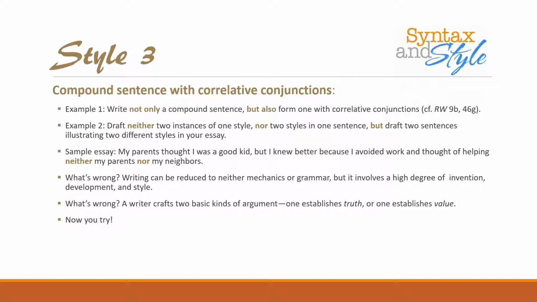Well, notice that each correct example is a compound sentence joined with correlative conjunctions, and that's what you should try for. And if you use neither nor, notice that you also need a sentence or phrase starting with but, because there's three elements if you use neither nor, neither this nor that, but this other thing. Okay, so now you try.